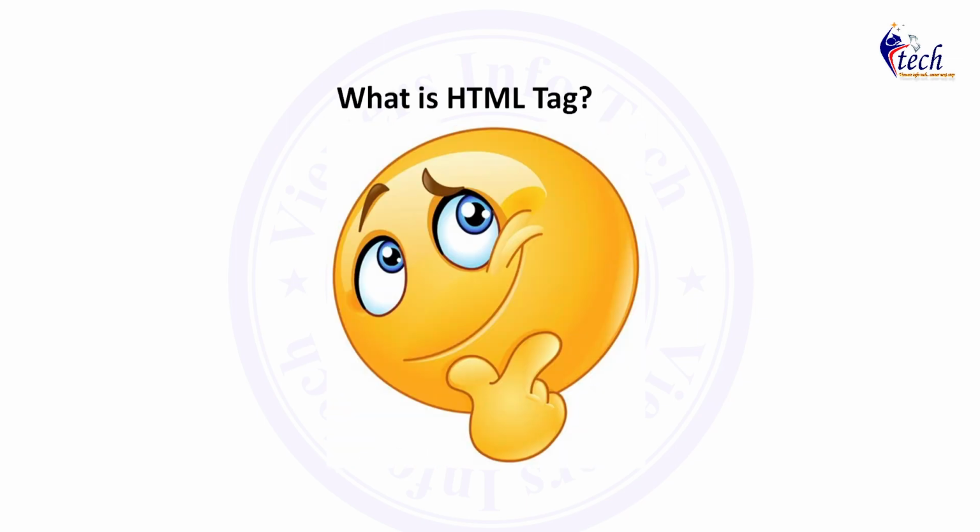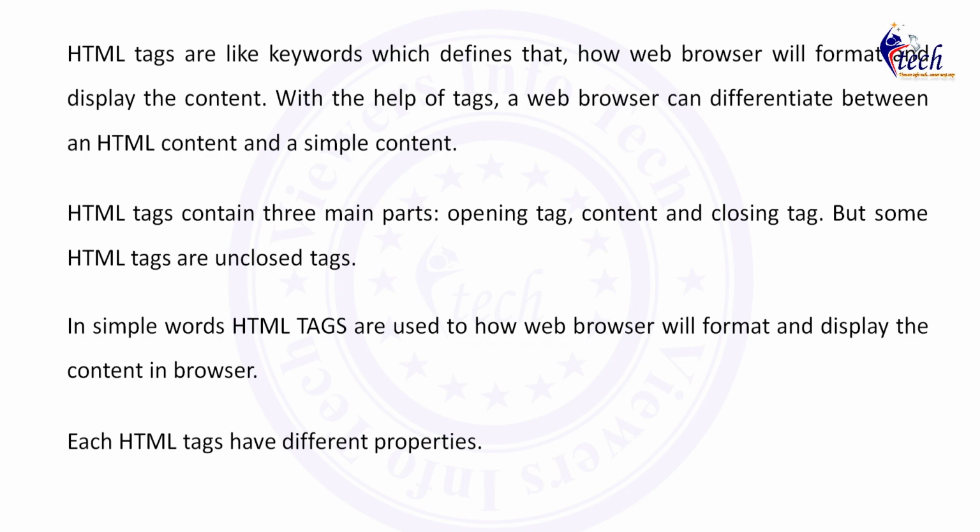So what is an HTML tag? HTML tags are like keywords, which define how the web browser will format and display the content. With the help of tags, a web browser can differentiate between HTML content and simple content. HTML tags contain three main parts: opening tag, content, and closing tag. But some HTML tags are unclosed tags. In simple words, HTML tags are used to tell the web browser how to format and display the content in a browser. So each HTML tag has different properties.